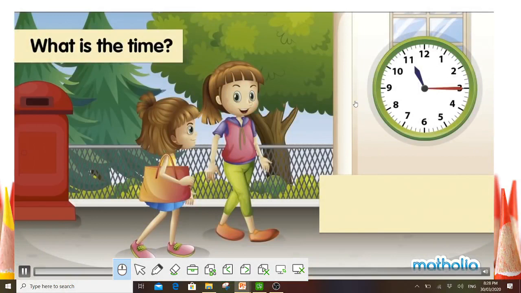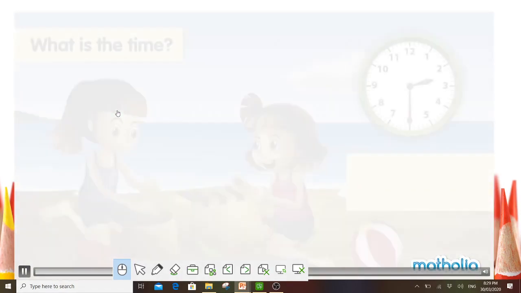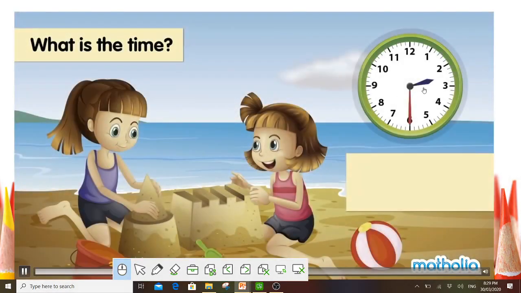What is the time here? Kate is going for a walk with her sister. It's 11:15 in the morning. 15 minutes. It's 11:15 a.m. in the morning, so it's a.m. Look, it's daytime here.